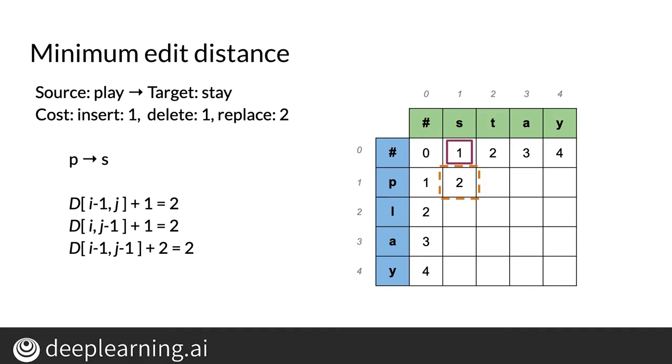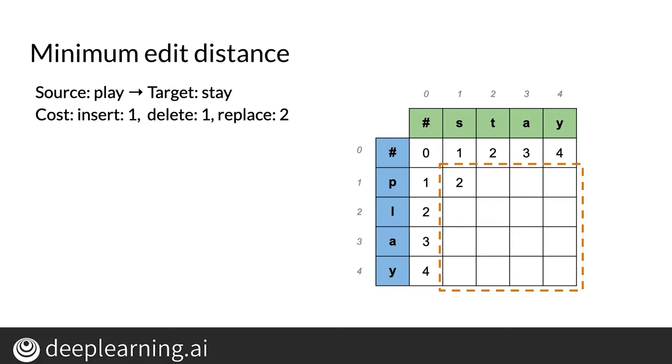So here for this cell, you have the minimum of 1 plus 1, which is 2. Another 1 plus 1, which is 2. Since these 2 letters don't match, you have 0 plus 2, which is also 2. Then you take the minimum of all 3 of these, which is a 2 in this case. Place that value in the cell. This is the minimum edit distance from P to S by using the formula and costs defined.